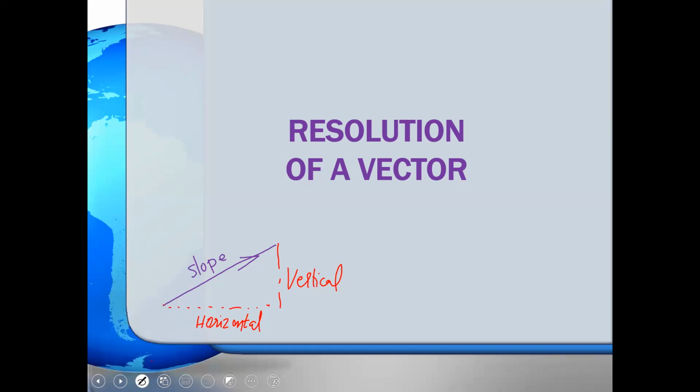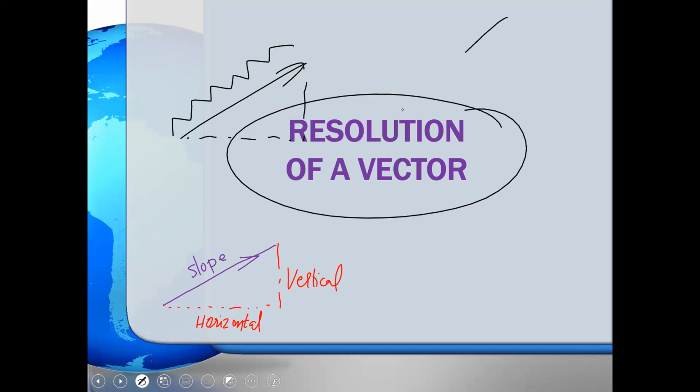Another example: these are the staircase and you are going up the staircase this way. Actually, you are traveling some horizontal and some vertical. When an aeroplane is taking off, the velocity is taking the aeroplane forward and upward both. These are called the two components of the vector, and this concept is called resolution of a vector.